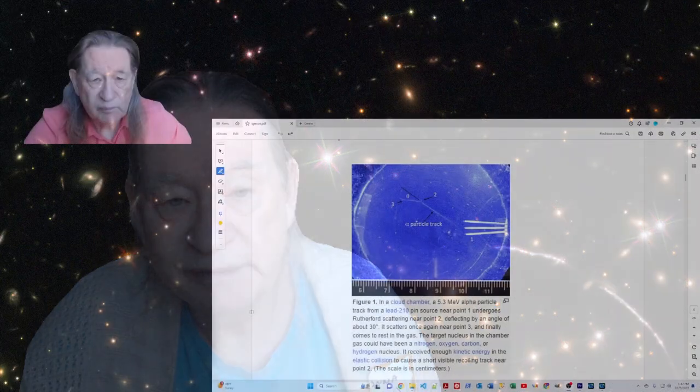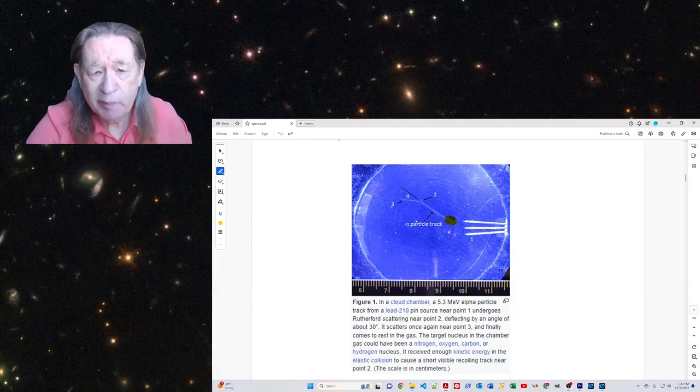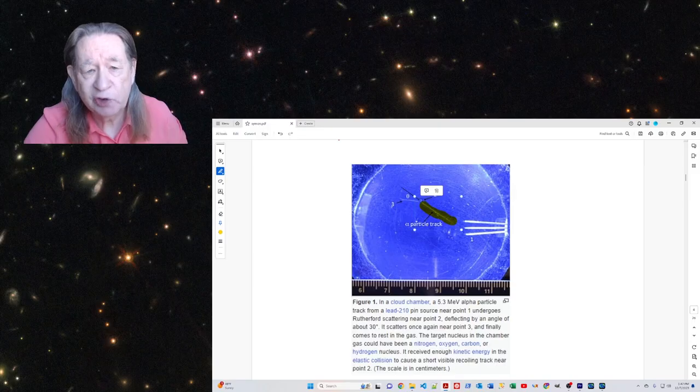Here's a cloud chamber photograph of a more modern version of the experiment. They used a vapor, and they shot the alpha particles into the vapor, nitrogen or oxygen, something like that. Now, if you look closely here, you can see the alpha particle coming in from the lower right. Here it strikes the nucleus.